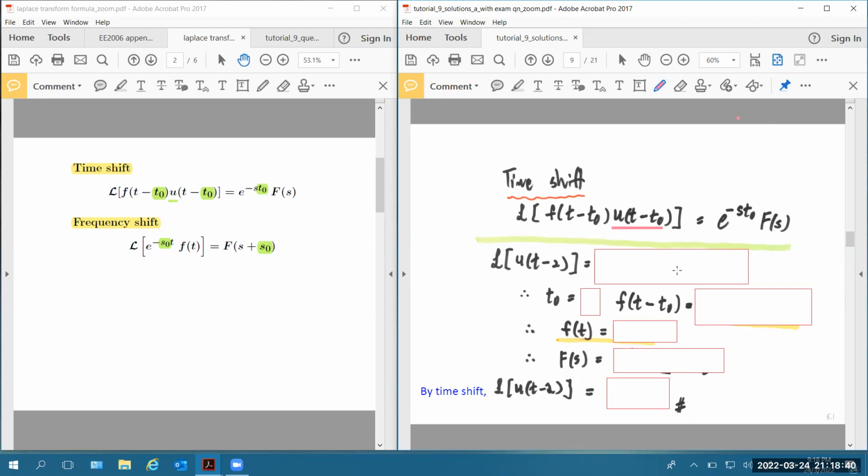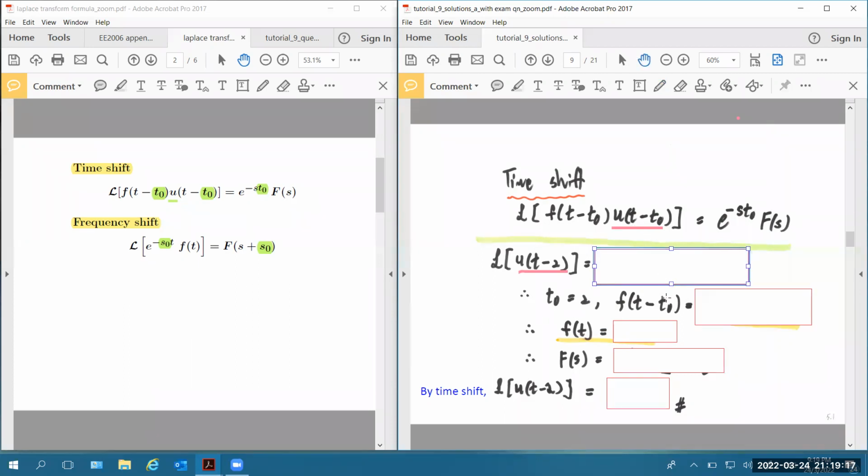So let me match to this formula. Obviously, your u(t minus 2) matches the u(t minus t naught), and from here you know that t naught is 2. But what about your f(t minus t naught)? Your f(t minus t naught) seems to have nothing. Is it nothing? Actually, it's not nothing.